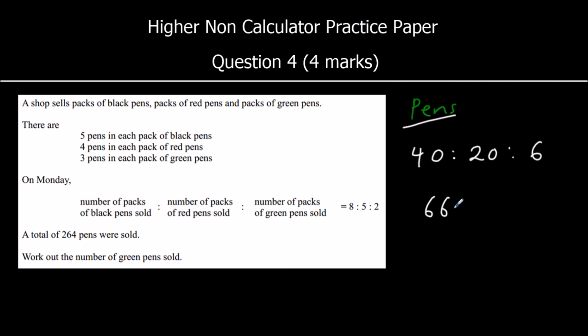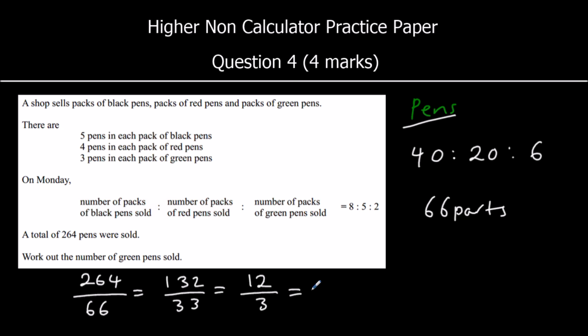So there's 66 parts, and 264 pens were sold. So 264 over 66. We can half it to make it easier. Divide it by 11. So we've got 4. So each part is worth 4. So 4 40s are 160, 4 20s are 80, and 4 6s are 24. So how many green pens? 24 green pens.